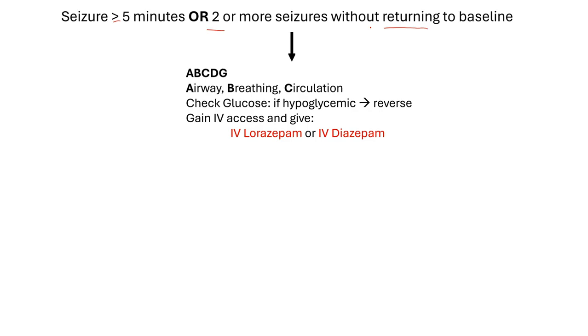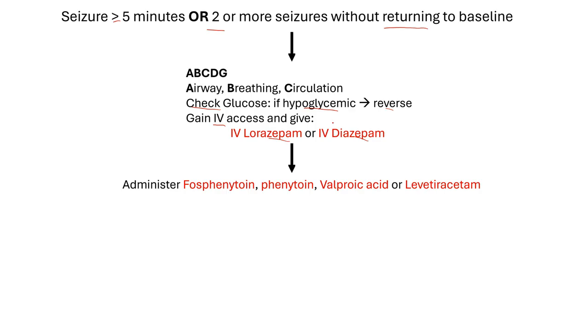Of note, typically people are not intubated right away when they come in with status epilepticus. We always try and treat the underlying cause first. We always want to check a glucose, and if they're hypoglycemic, then we reverse. Remember, we do this before any other treatment. And then, of course, we want to gain IV access, and we would give our first-line medications if they are not hypoglycemic and they don't need to be intubated. With that, we either give our lorazepam or our diazepam.